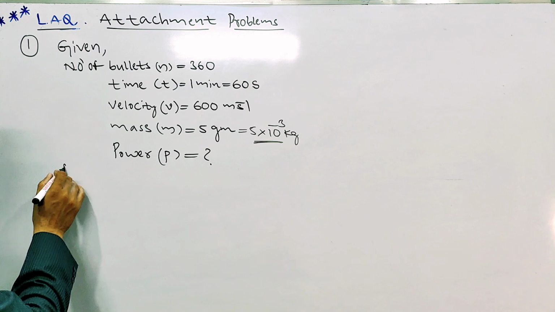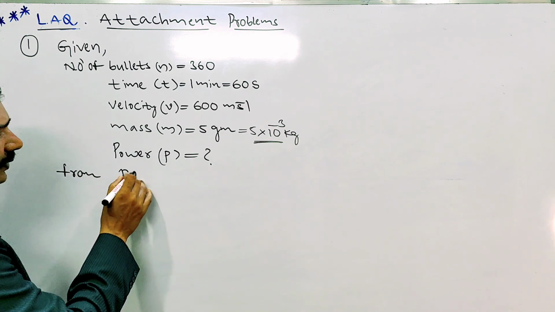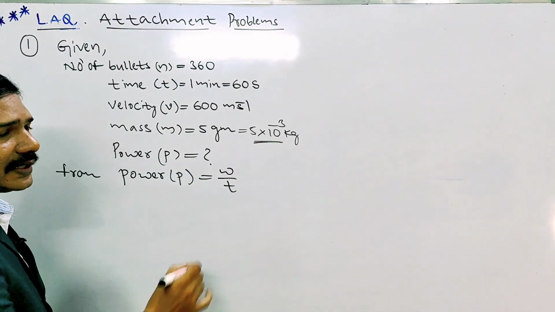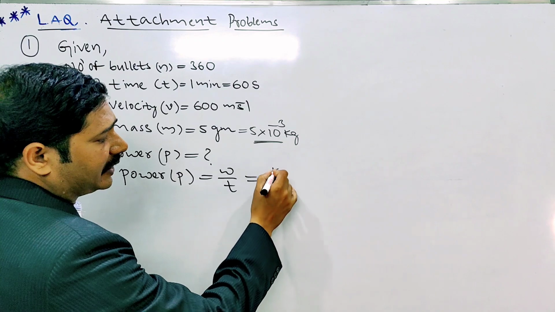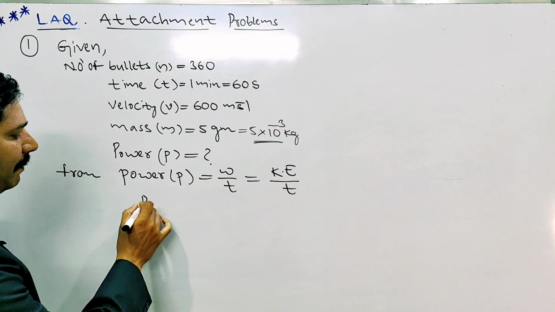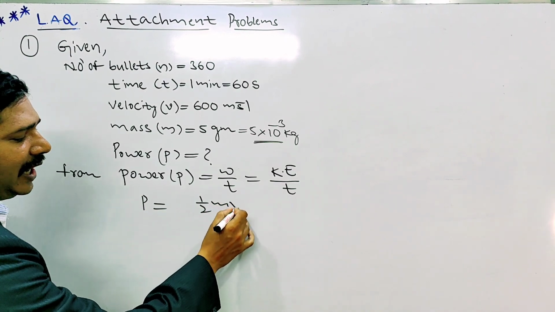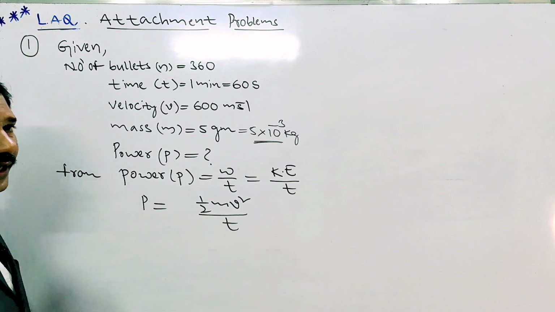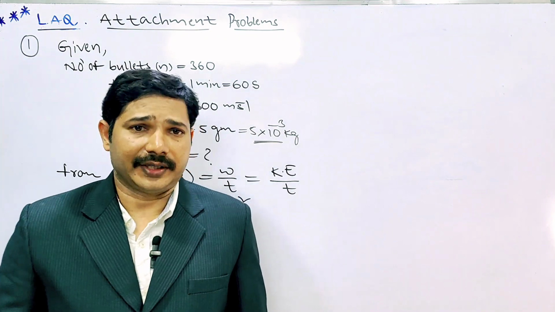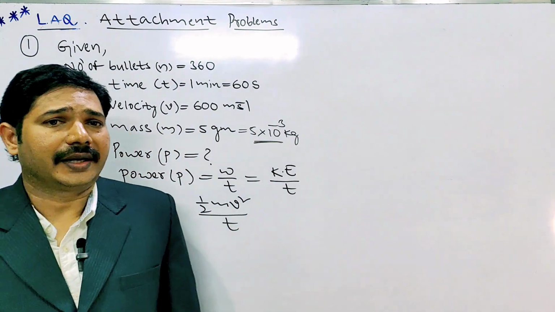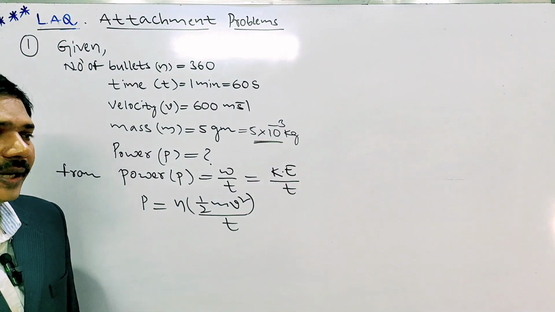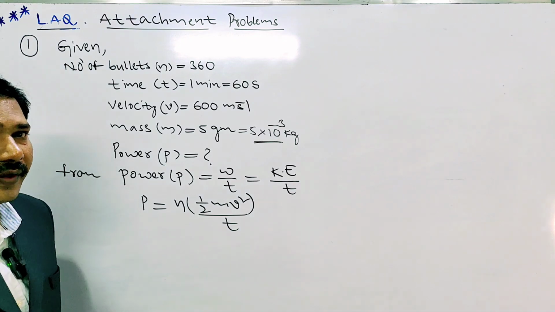Power P equals work by time. Work is nothing but energy. Which type of energy am I taking here? Kinetic energy, divided by t. The kinetic energy formula is half mv square. Why is kinetic energy taken here? Because the bullet is in motion. Here the number of bullets is given, so I am multiplying with that number: P equals n into half mv square by t.